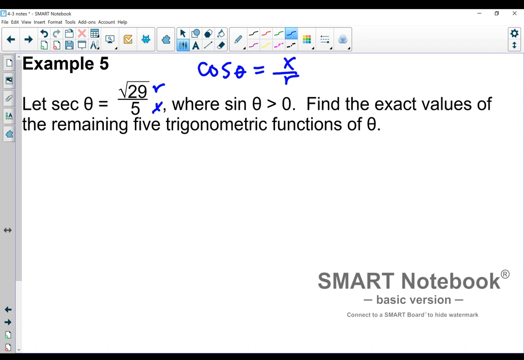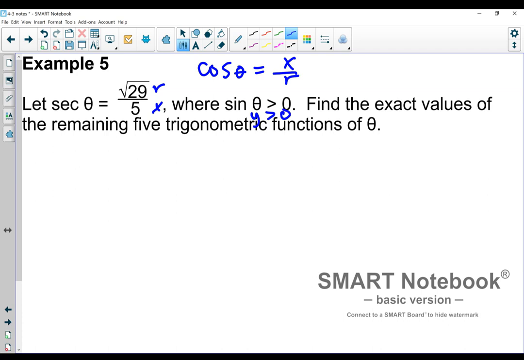And it says where sine of theta is greater than 0. So sine of theta is y over r, but r is always 1 or greater than 0, right? So we can't have a negative r side. So what this is really saying is that my y is greater than 0.